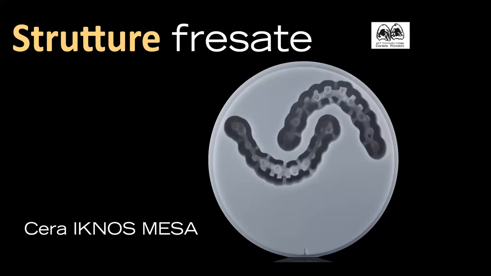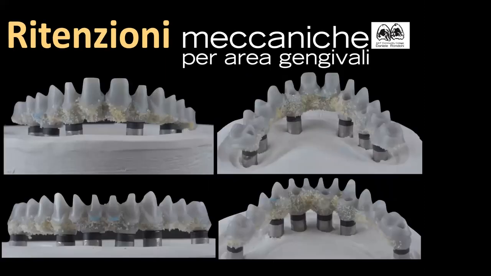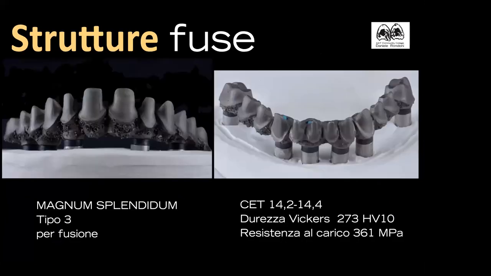They are milled in wax, Iconos wax. The mechanical retentions for the gingival area you can see. They will be melted because they will then be made of a micro composite. So I want to create micro retentions where I'm going to apply the pink composite. Fused structures.